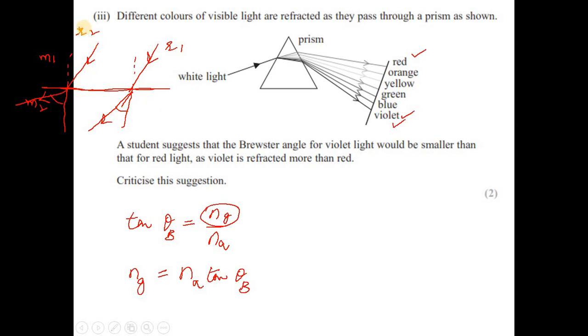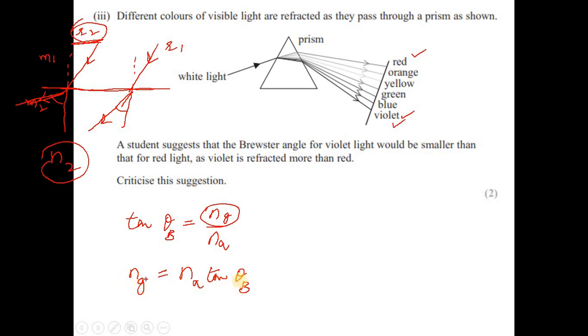Because for the second ray, the refractive index of the second material is more. So if you say the refractive index of medium 2 is n2, that means the refractive index for ray 2 is more. That's why it is refracting more, with a greater angle. So here violet is refracting more. That means for violet light, n is greater.